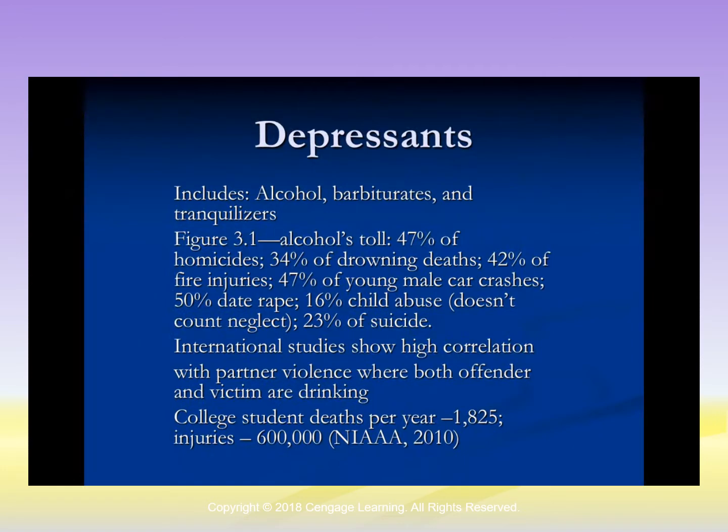Okay. The most recent NIA statistic from 2010 shows that college student deaths per year are about 1,800, a little bit over 1,800, with injuries being 600,000 alcohol-related injuries. And so this could be falling down and scraping your knee or hitting your head. It doesn't necessarily have to be something that will end you in the ER or something like that. So people tripping when they're intoxicated, alcohol, of course, affects gross motor skills.